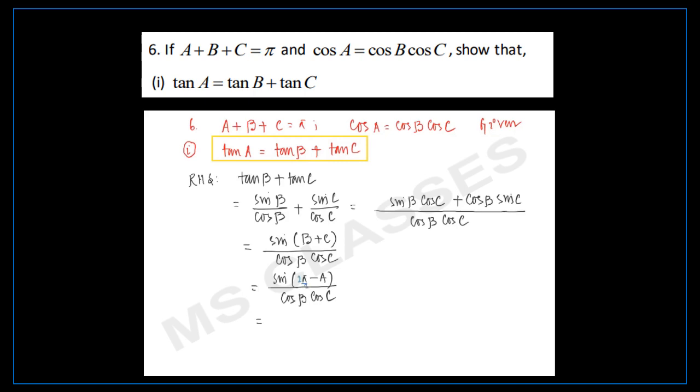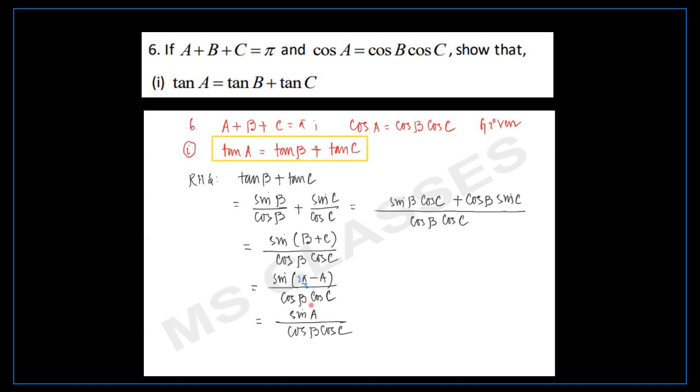That is 2 into pi by 2, we can think. So it is sine of 2 into pi by 2 minus A. It will be sine A only. This is the second quadrant, pi minus A. By what we get? Cos B cos C. So here what we have got, this is sine A.